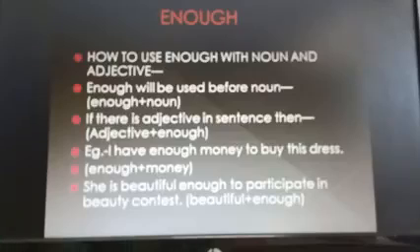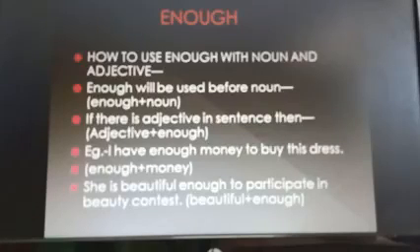One more word is there, that is enough. How to use enough with noun and adjective? You know what nouns are? A noun is the name of a place, person or thing. An adjective tells us the quality of a noun. Enough will be used before a noun. If there is a noun in the sentence, then you have to add enough before the noun.